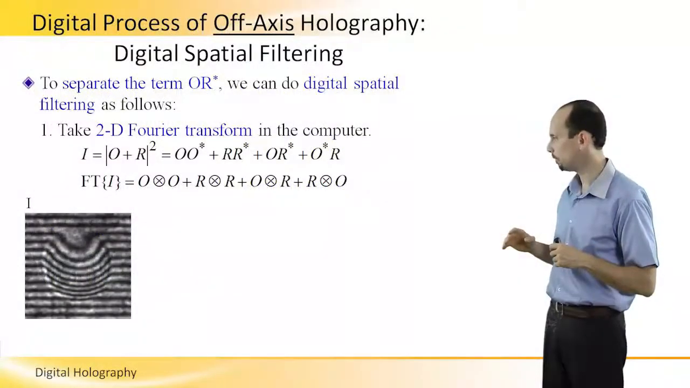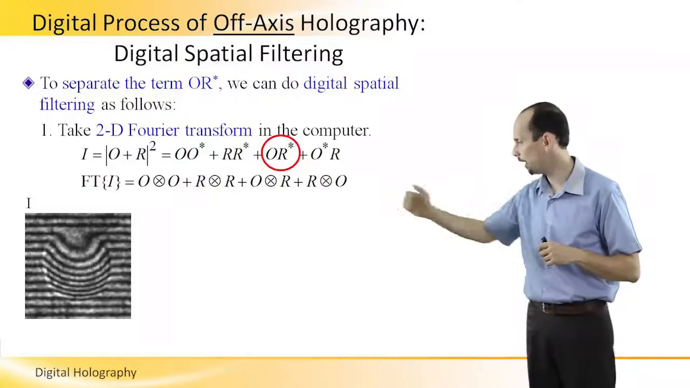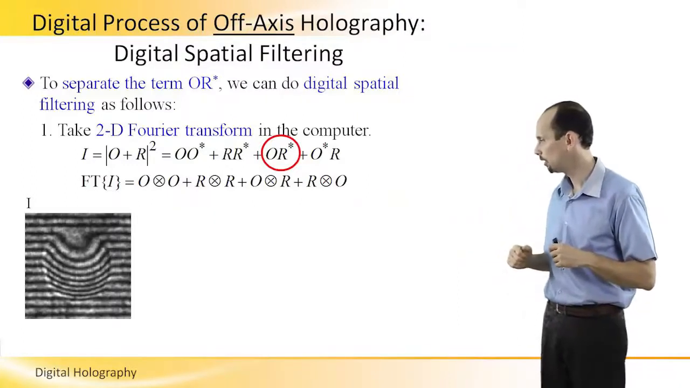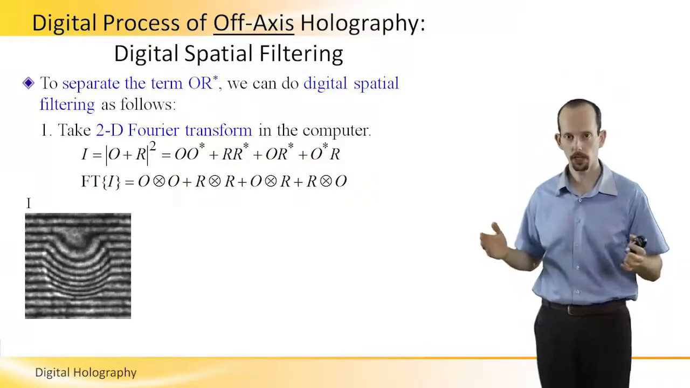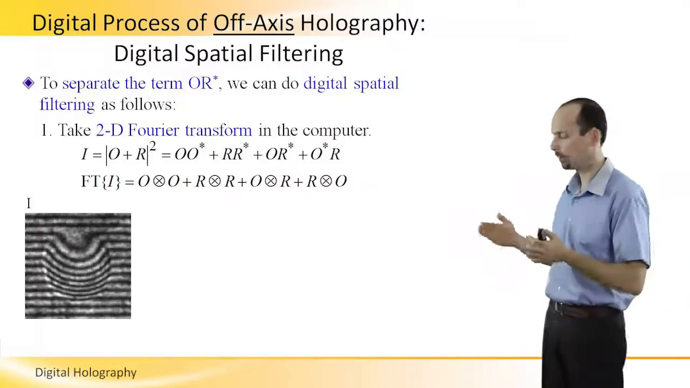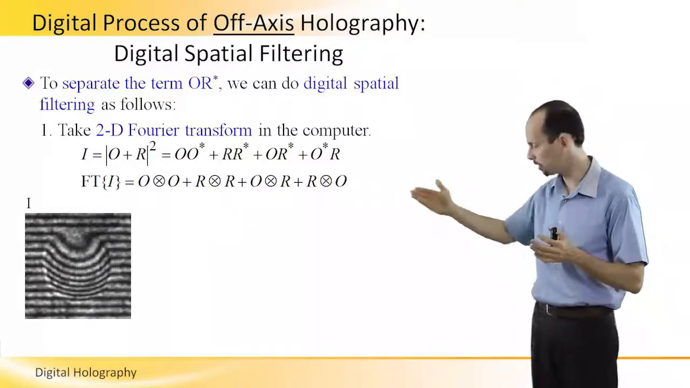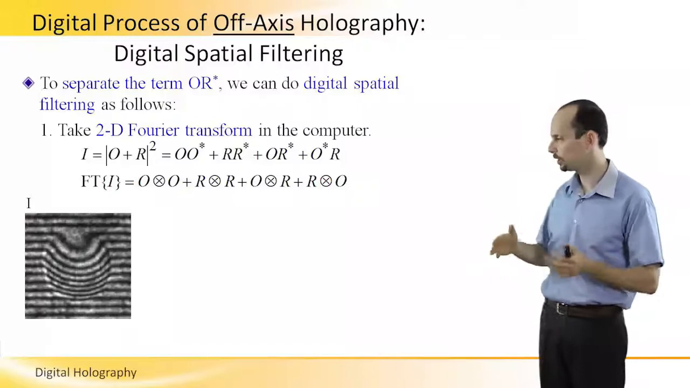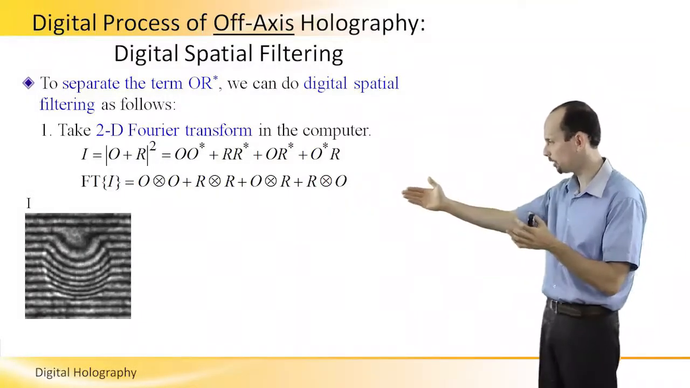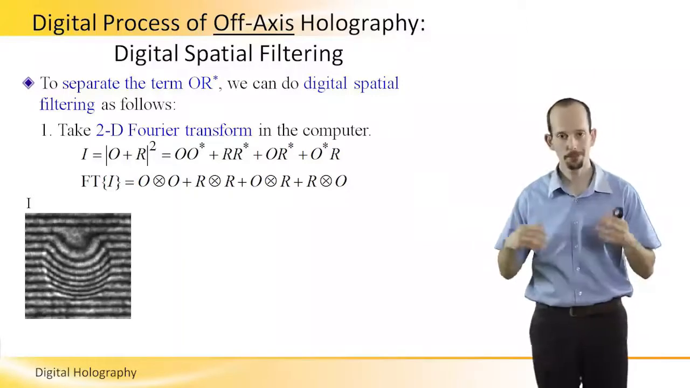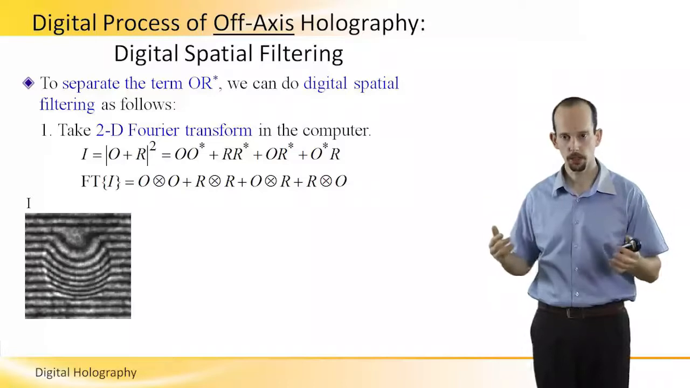In order to separate this fourth term here, O multiplied by R conjugate, we can use the following digital process. So we have already recorded the interference pattern and now we want to isolate this fourth term. How do we do it digitally? We are taking the hologram, which is actually the four terms. We are making in the computer a digital Fourier transform.